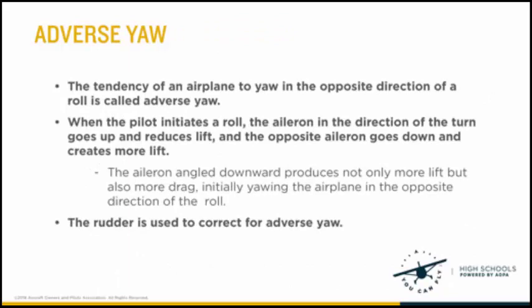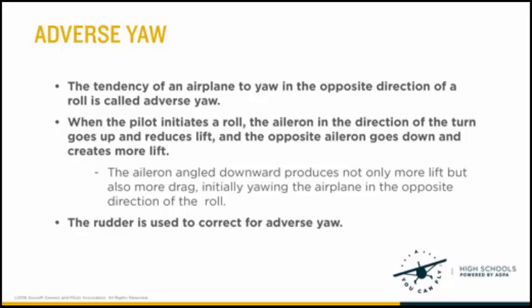So adverse yaw is the phenomenon associated with turning an airplane. It is the natural and undesirable tendency for an aircraft to yaw in the opposite direction of a roll. So whenever the pilot moves the control yoke left or right in an airplane, the aileron corresponding to the direction of movement deflects upward, while the opposite aileron deflects downward. So for instance, moving the control yoke left moves the left aileron up and the right aileron down.